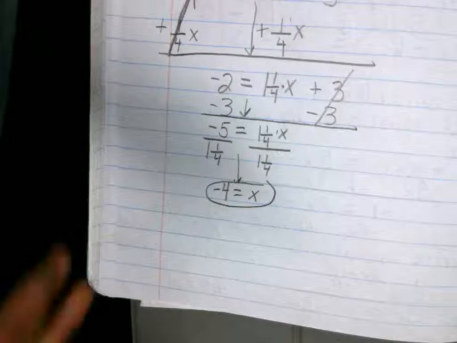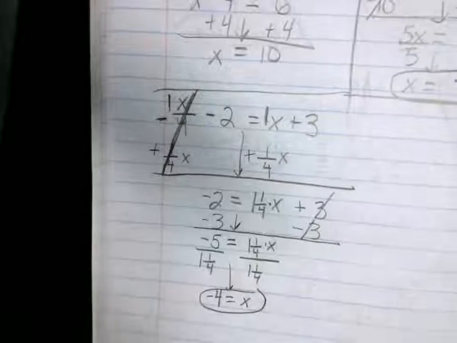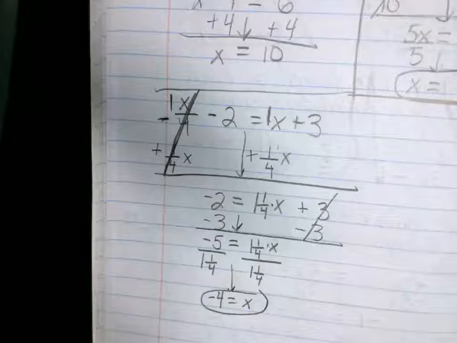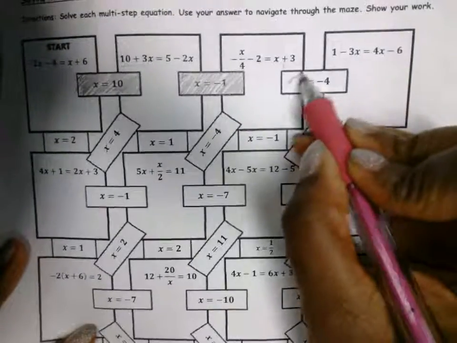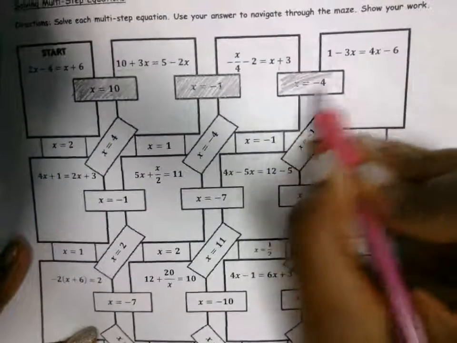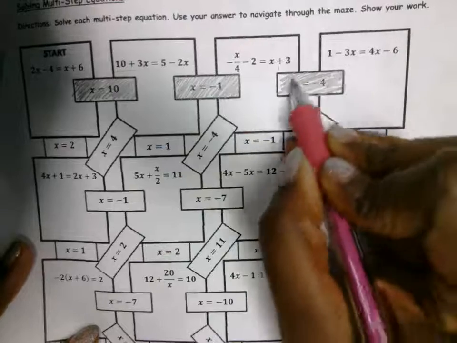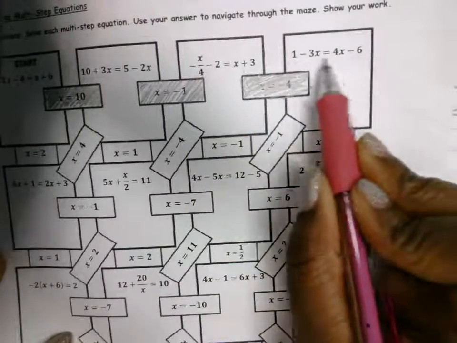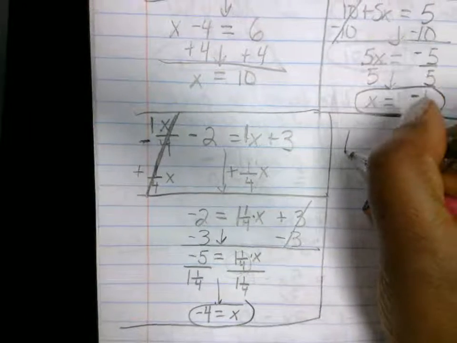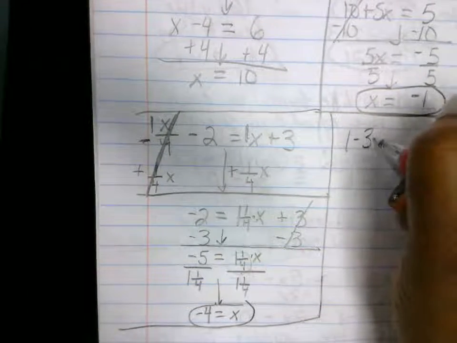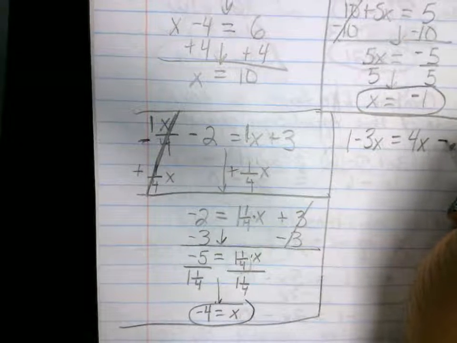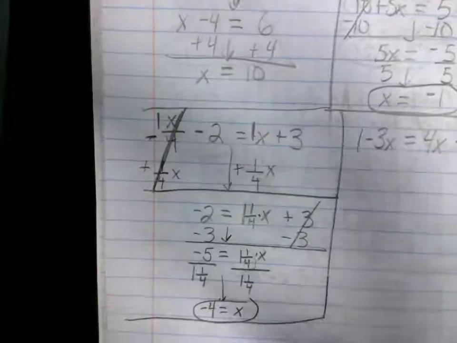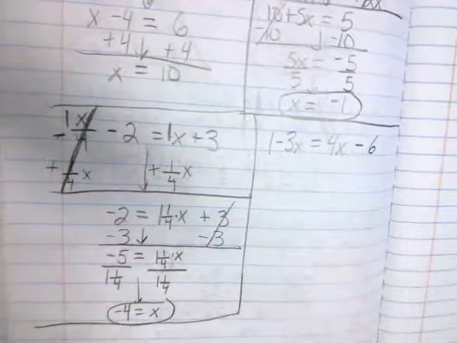Please copy. Let me go back up. I'm going to pause for the calls. Please copy. All right, so y'all, we're going to color in this one. And we're going to go here and write this one down. We have 1 minus 3x equals 4x minus 6.